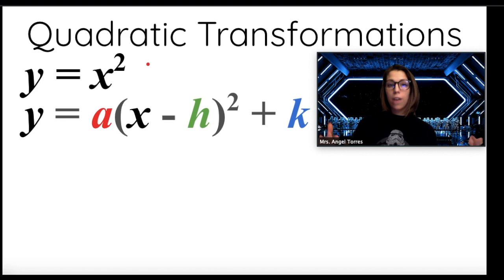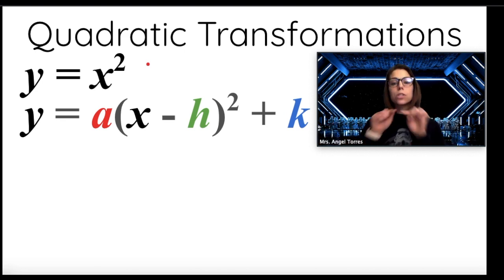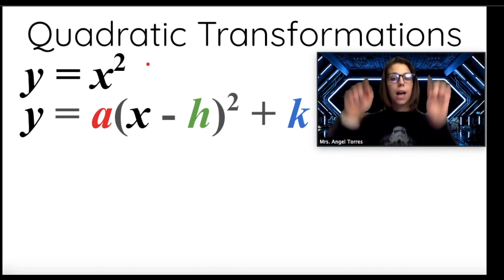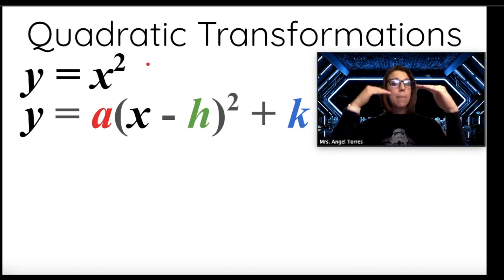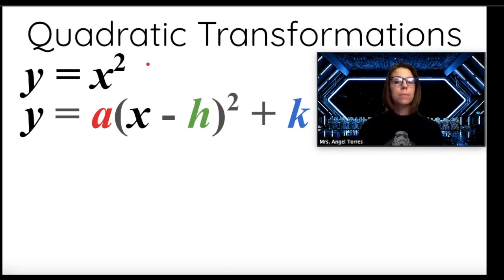When we graph a quadratic, the solutions form a parabola because squaring produces the same output for two different inputs. So what we're doing here is taking this basic function and applying three possible changes to it.